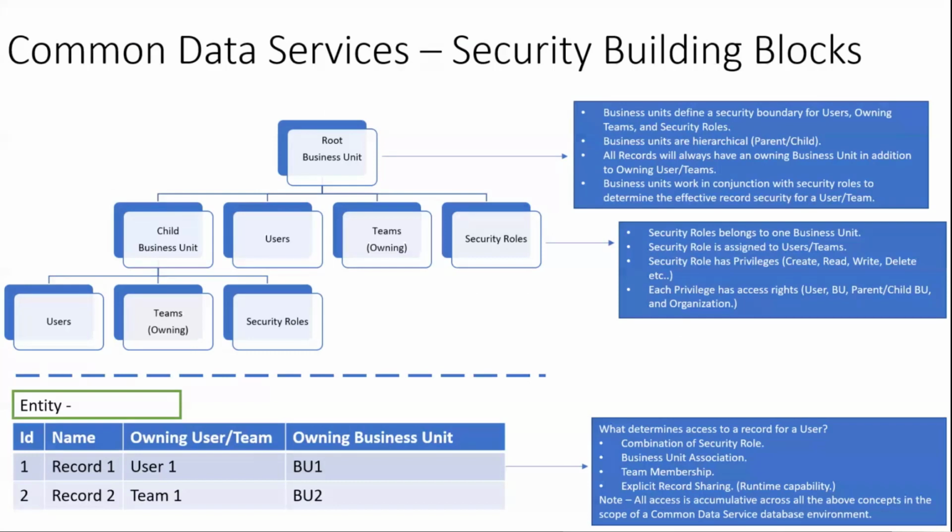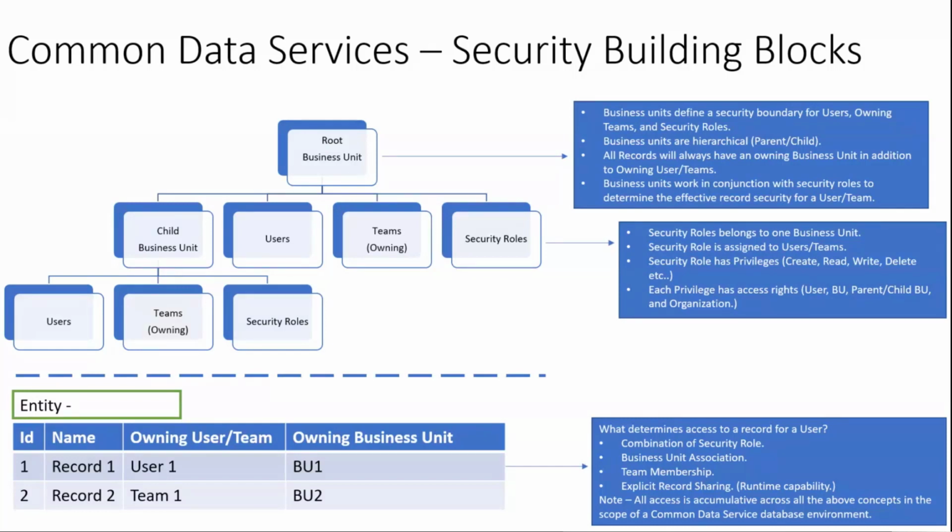So with that, how does the whole thing fit together? At most, you would always use a business unit. You would have users, you would have teams, you would have security roles, right? So a business unit defines a security boundary for users, owning teams and security roles. So you could create a business unit, assign a user to a business unit, assign a team to a business unit, and assign a security role. But then that user's life or that team's life would be scoped to that business unit. So that's super important to remember.